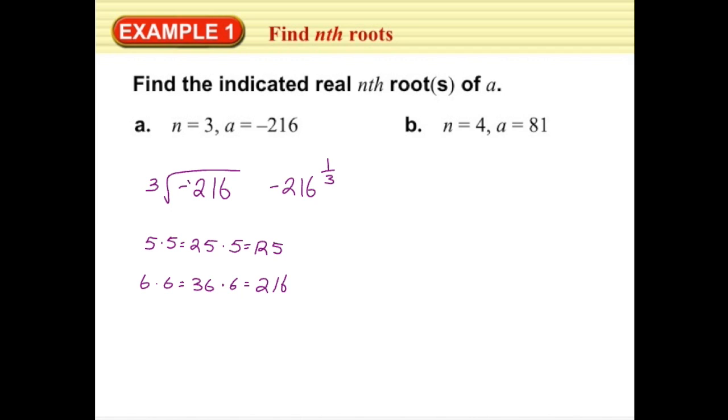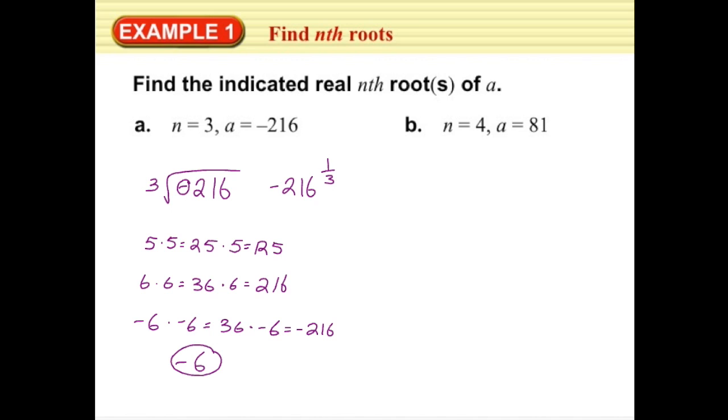But I'm looking for a negative 216. So my cubed root should be negative 6, because a negative times a negative would equal a positive, and then that positive times a negative would then equal the negative that I'm looking for. So the cubed root of negative 216 is actually negative 6.